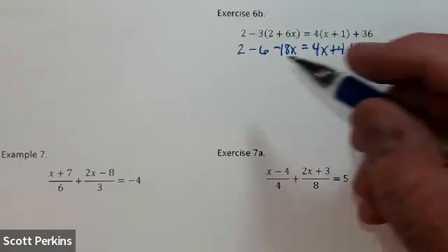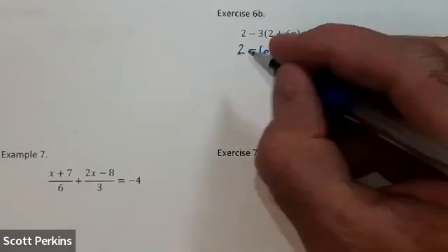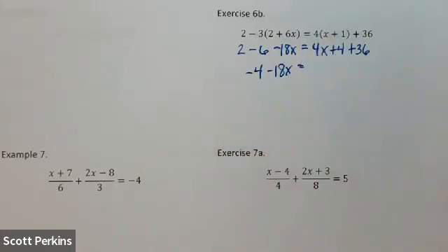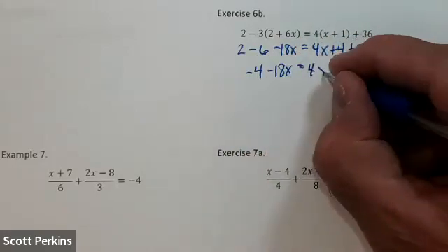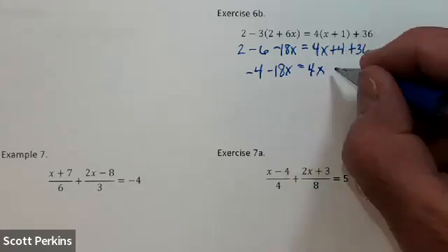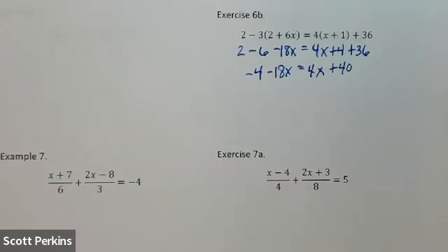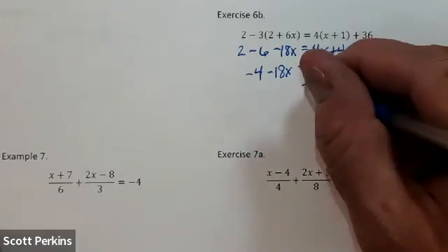All right, so we'll keep going. We're going to collect some like terms. 2 minus 6, -4. And then on the other side, I have 4x, and then 4 and 36 is 40. And now we're in the routine of it. Hopefully you know what to expect. I'm going to put the x's on the left, the numbers on the right, divide. It's every time. So subtract the 4x.